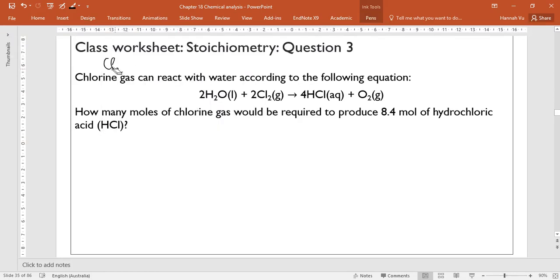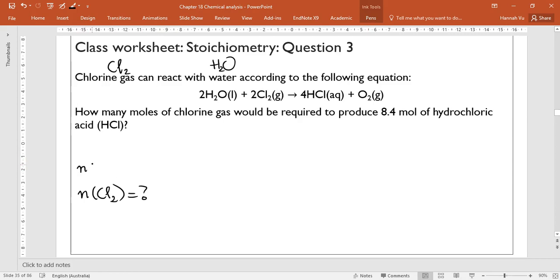So chlorine gas, Cl2, can react with water, H2O, according to the following equation. Again, an equation has been given to you, which is always nice. Question, how many moles of chlorine gas? So the question asks for the number of mole of chlorine gas, this is the unknown, would be required to produce 8.4 mole of hydrochloric acid.